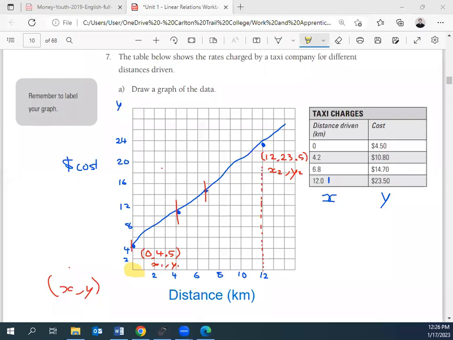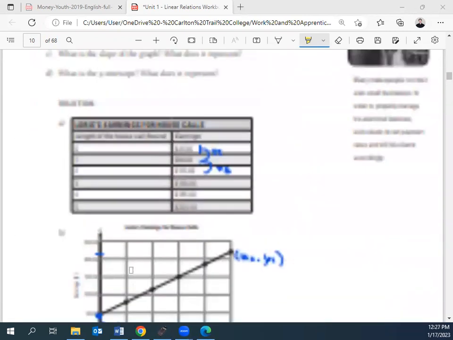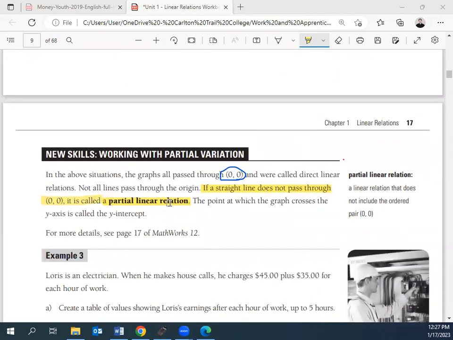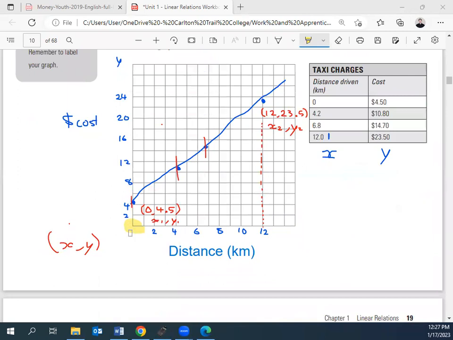So as a reminder, yesterday we looked at graphs that went through 0, 0, but also ones that didn't do that anymore, and they called those partial linear relations. They're partial linear relations because they're not going through this 0, 0 point. But overall, we've dealt with just straight lines. That's all we've dealt with so far, and specifically, we've dealt with straight lines that have a positive slope.